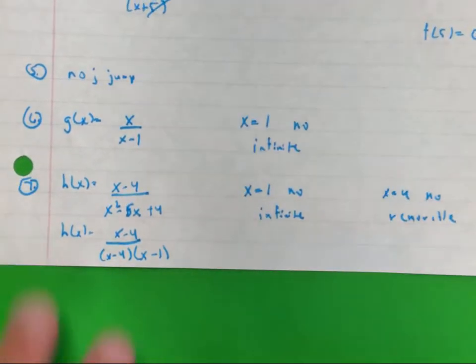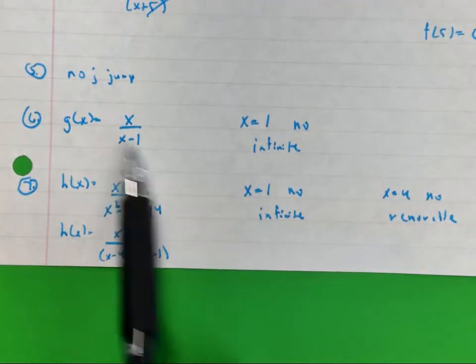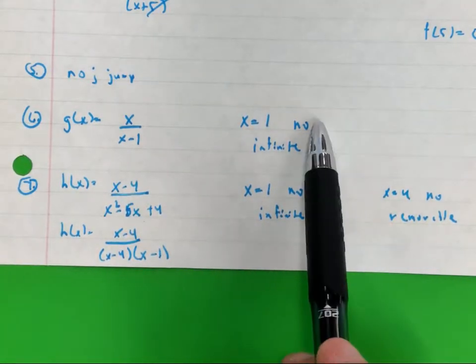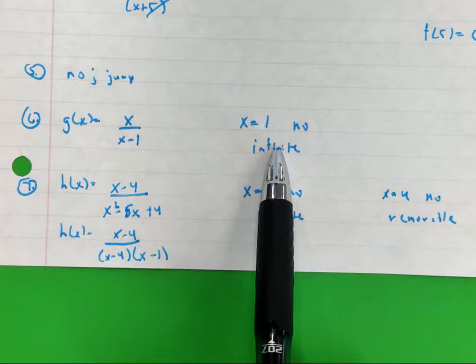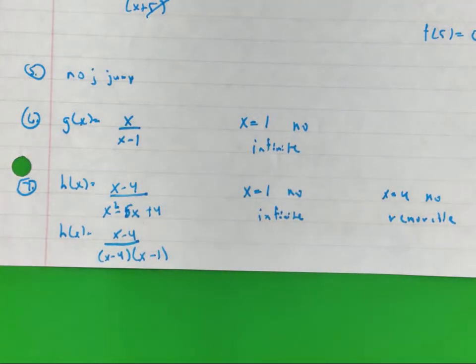Number 6, x equals 1. I take 1, plug it in. 1 minus 1 is 0, so that's not continuous. I can't do any canceling, so it's infinite. Are there any questions so far?